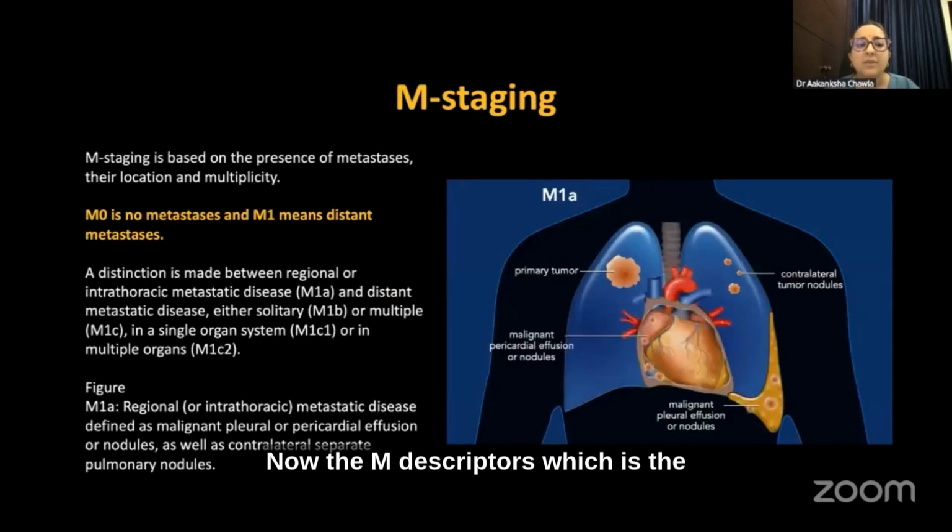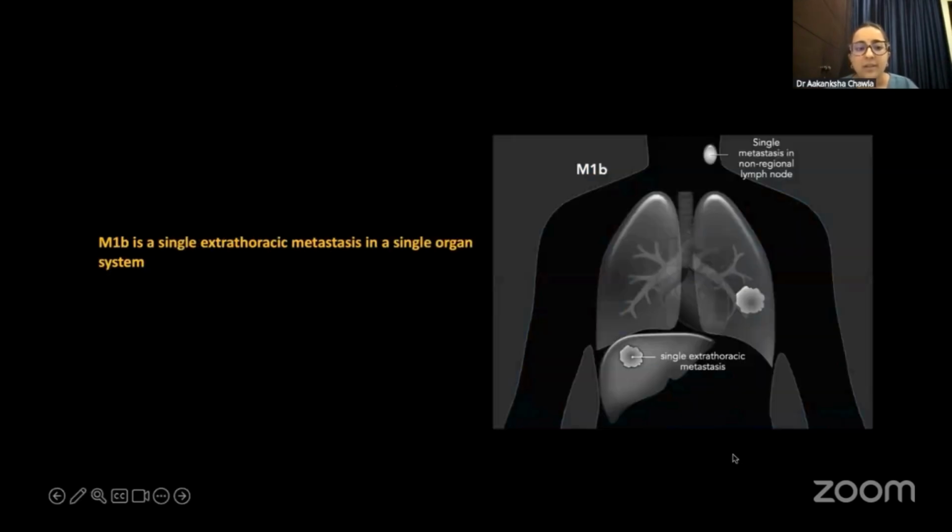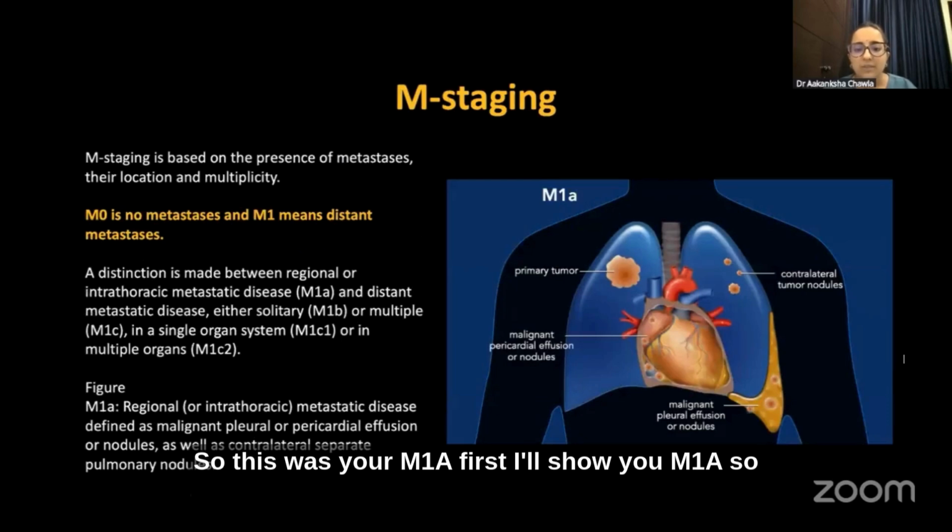Now the M descriptors, which is the metastasis. M0 is no metastasis and M1 is distant metastasis. So in M1, we have M1a, we have M1b, and M1c also has two parts, M1c1 and M1c2. So M1a is basically your intrathoracic metastatic disease. So we'll just look as we go ahead. First, I'll show you M1a.